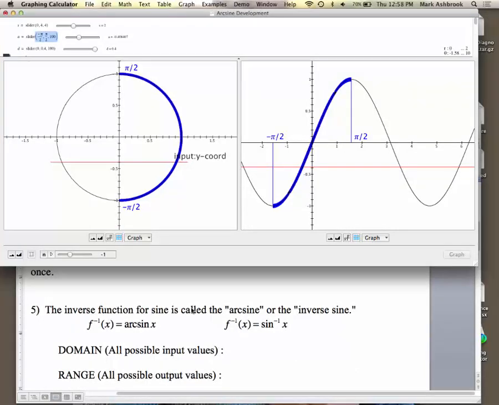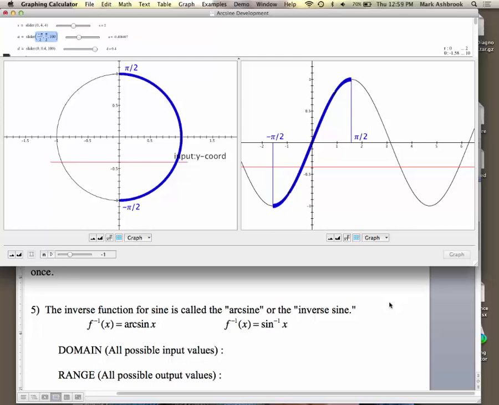The inverse function for sine is called the arcsine or the inverse sine, and you see it two ways: like this, arcsine, and like this, inverse sine. Just to review, if you understand what's going on, I want you to write out the domain of this function, all possible inputs, and the range of this function, all possible outputs.